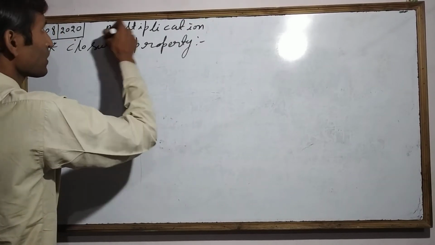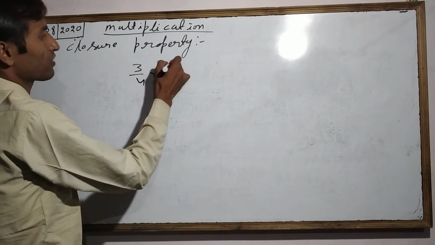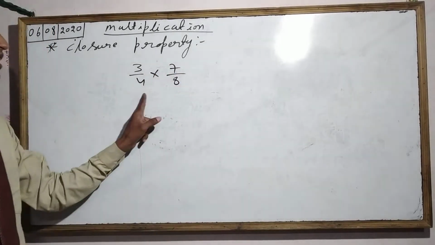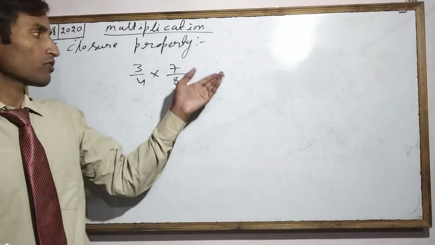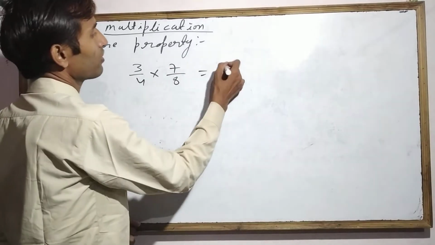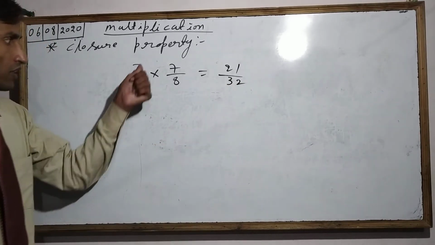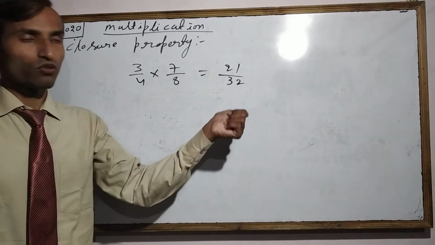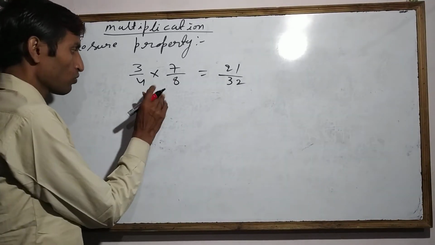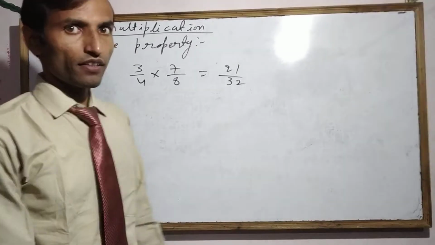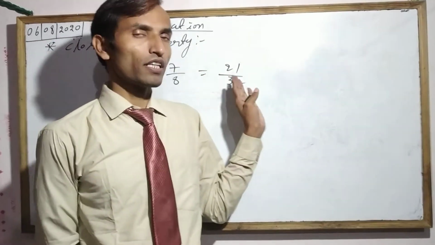In multiplication, if I take 3 upon 4 and 7 upon 8, two rational numbers are given. If we do the operation of multiplication, 3 times 7 is 21 and 4 times 8 is 32. Here also it is in p upon q form. These are rational numbers and the product is also a rational number, so it follows the closure property. If any two rational numbers are given and we multiply them, the result is again a rational number, so we can say it follows the closure property.